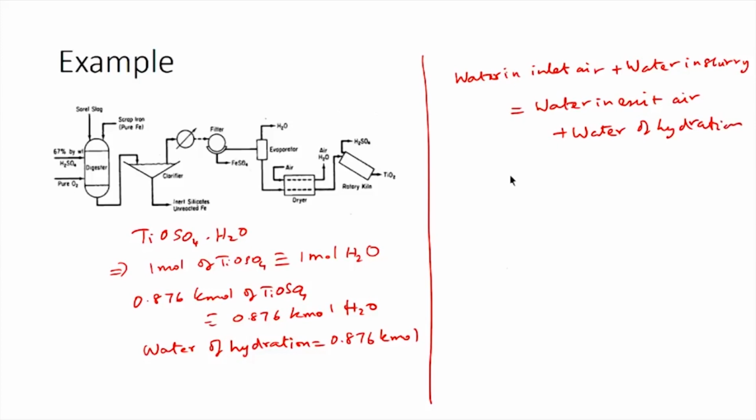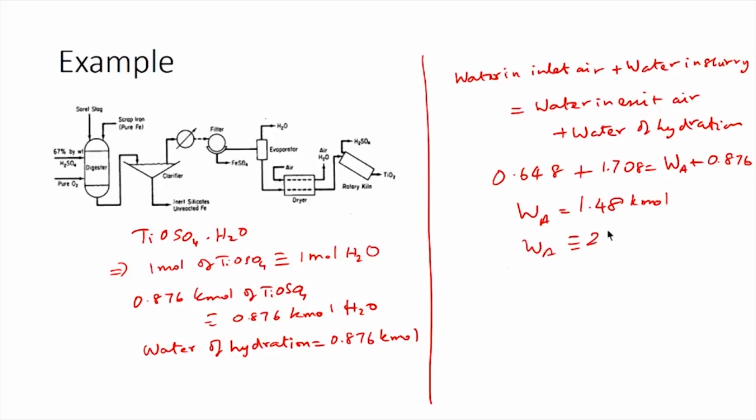So, this means it is 0.648 plus 1.708 equals water in exit air plus 0.876. So, you have water in exit air as 1.48 kilomoles, which is equivalent to 26.64 kilograms.